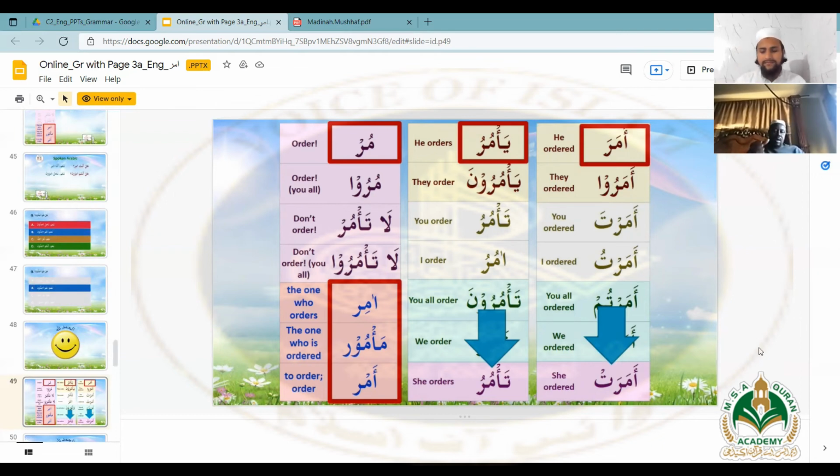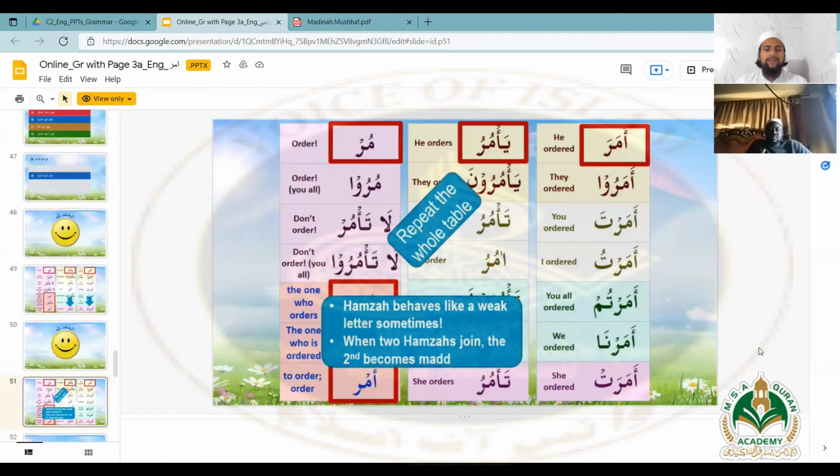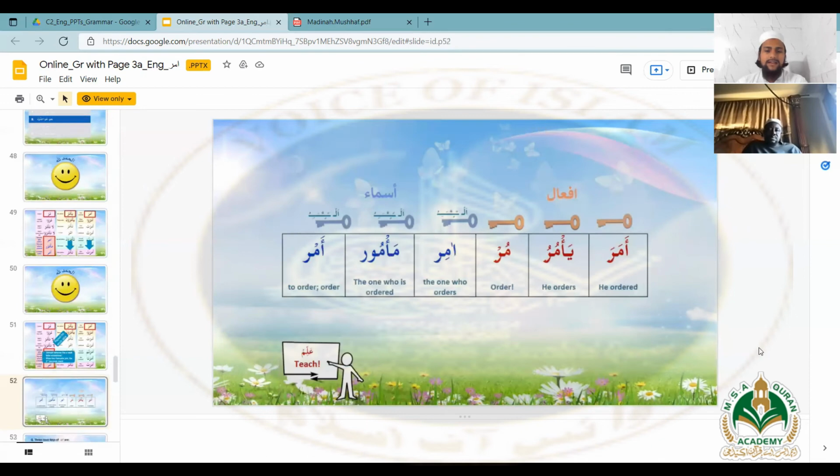So, mashallah, we have done it. Repeat the whole table. We have repeated. Hamza behaves like a weak letter sometimes. Yes, of course. When two Hamzas join, the second becomes mad.